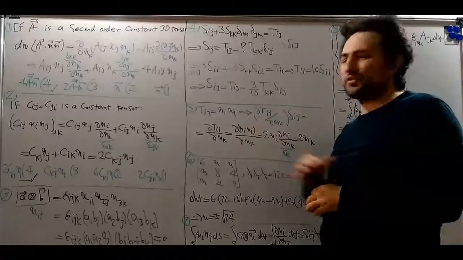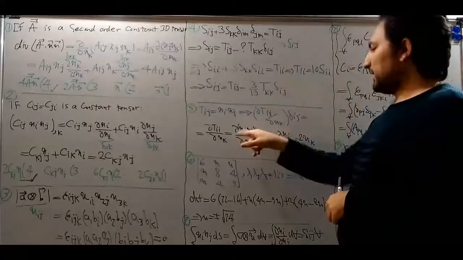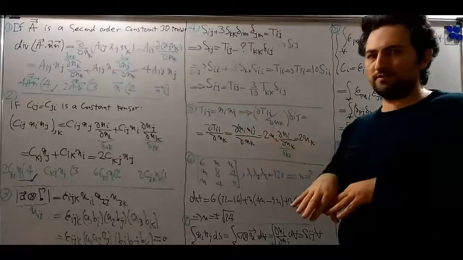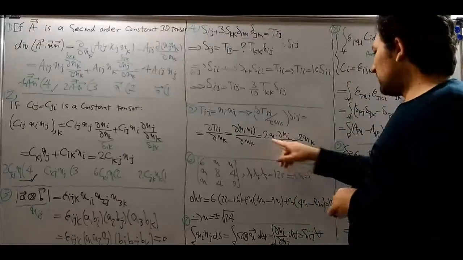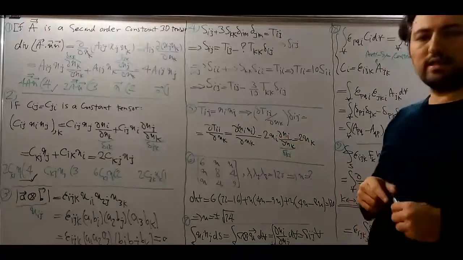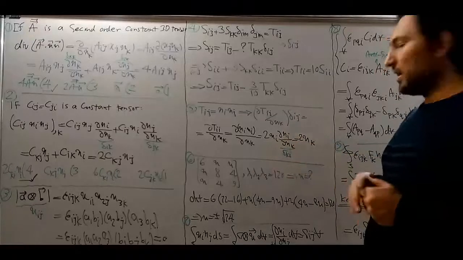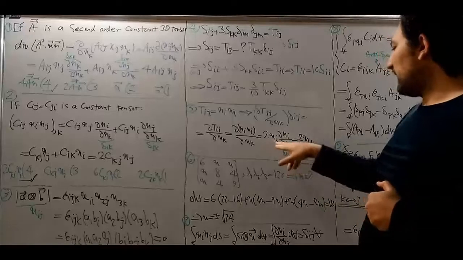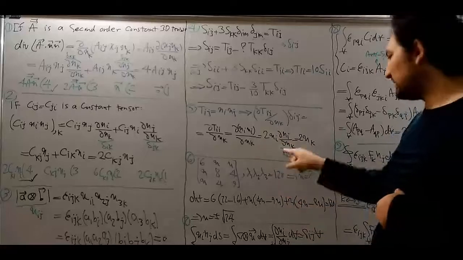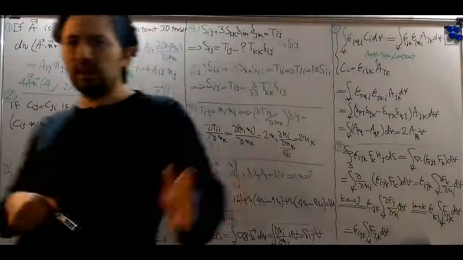This is again the rule of derivation of a product of two functions. So the derivative of the first times the second, and the derivative of the second times the first. So twice x sub i, the partial derivative of x sub i with respect to x sub k. And this is again the Kronecker delta sub ki, and we have i here, so this is the product of x sub i and delta sub ki, which is simply x sub k. Twice x sub k.